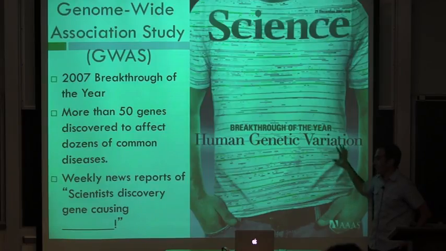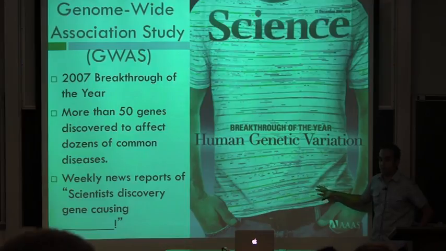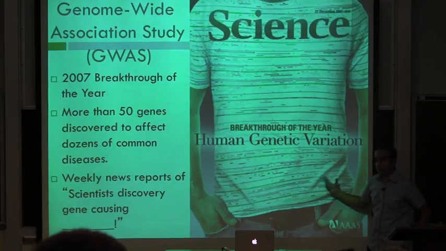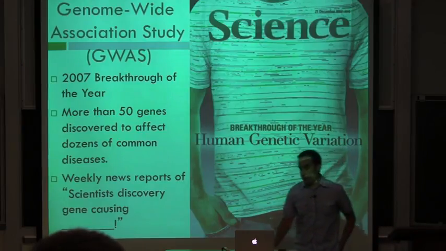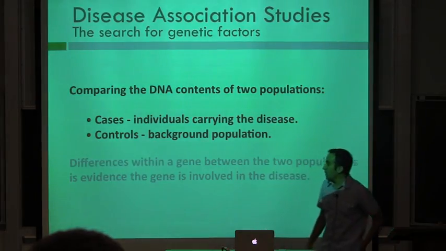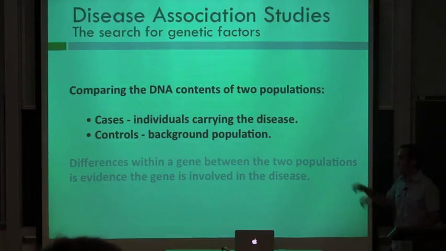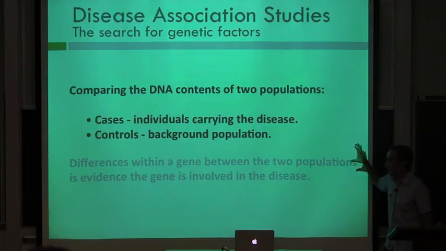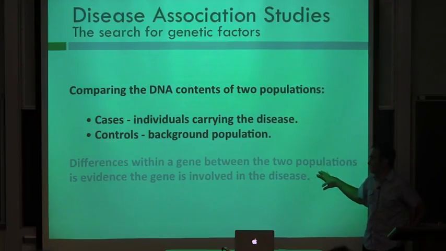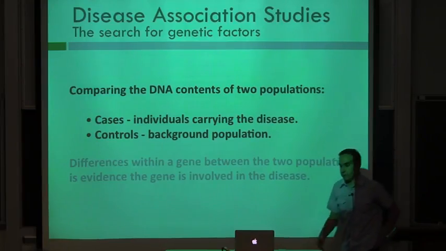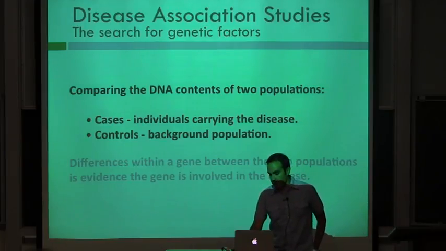If you think about 50 genes, that's almost a weekly news report of scientists discovering the gene causing blank. So this is big news. And again, how do they find these variants? Exactly what you said. They take two populations. One is called the cases, individuals that have the disease. The other is called the controls, the background population. They look for differences between these two populations to see if a gene is involved in disease. Let me show an example.